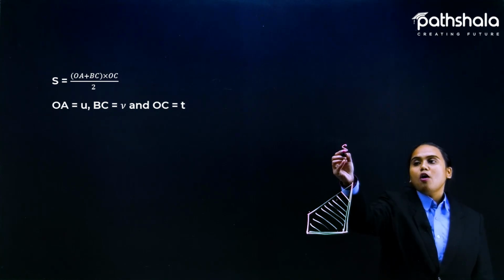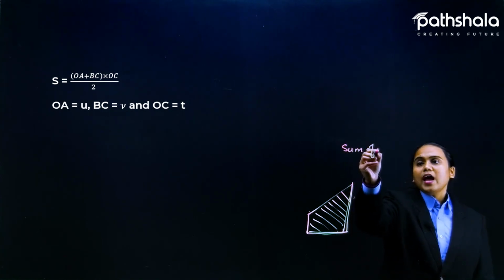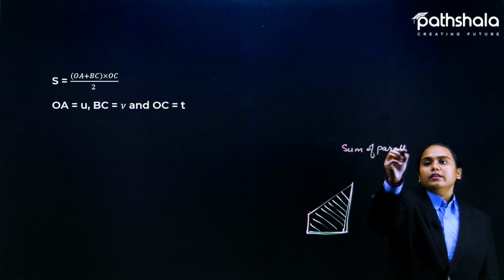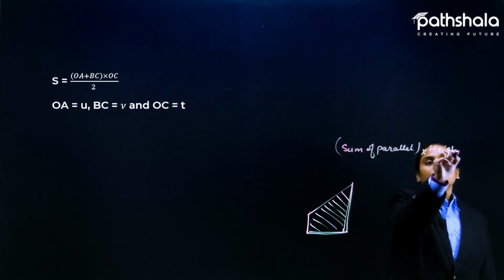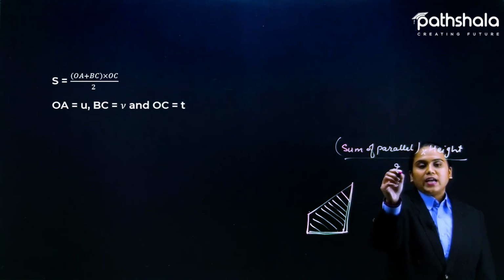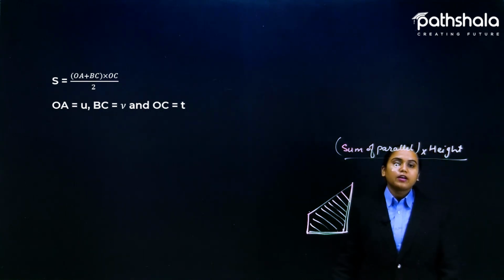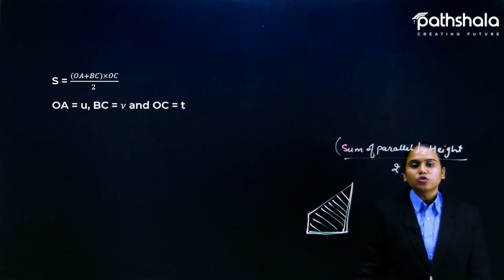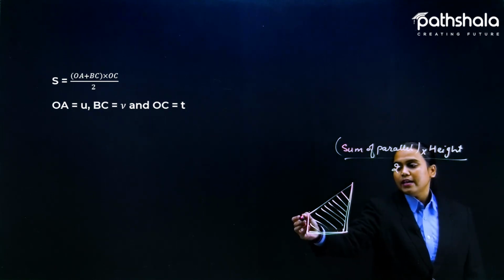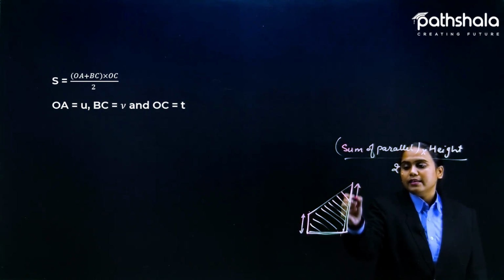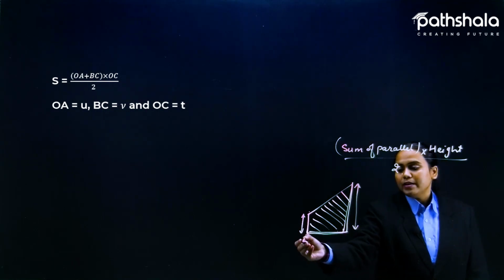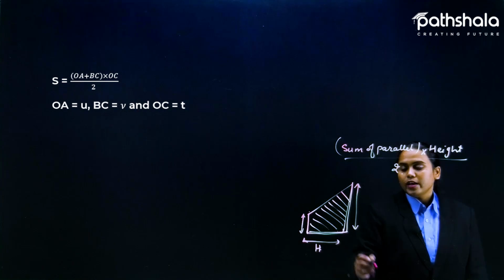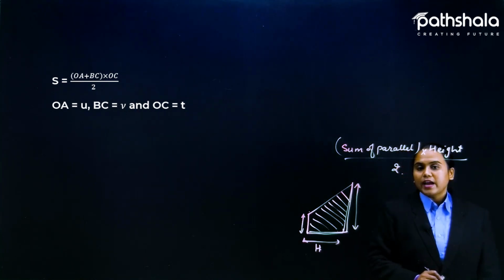Let us suppose that the area of this trapezium will be the sum of parallel lines multiplied by the height, divided by 2. That is the formula for a trapezium. You have read that in mathematics also. The sum of parallel lines is here. This is parallel and this is parallel, right? Height will be considered this one. OC is the height, right everybody?